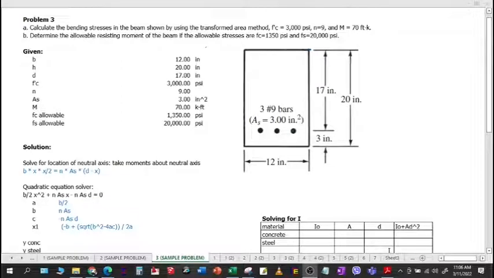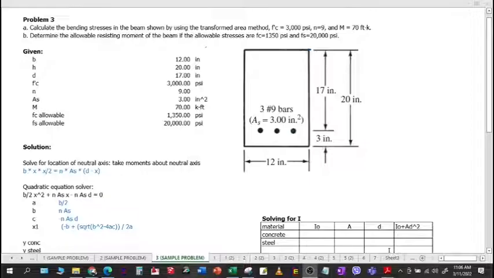Problem number 3. A. Calculate the bending stresses in the beam shown by using the transformed area method. Fc prime, or strength of concrete, is 3000 psi, N, or modular ratio, is 9, and M is 70 foot-kip. Letter B. Determine the allowable resisting moment of the beam if the allowable stresses are Fc, or stress in concrete, allowable is 1350 psi, and Fs, or allowable stress in steel, is 20,000 psi.